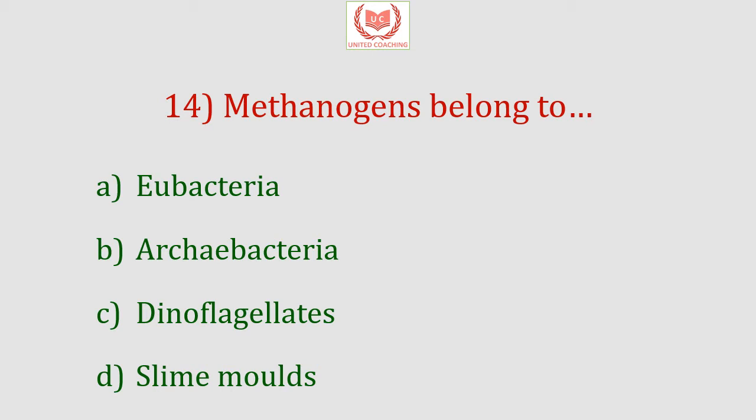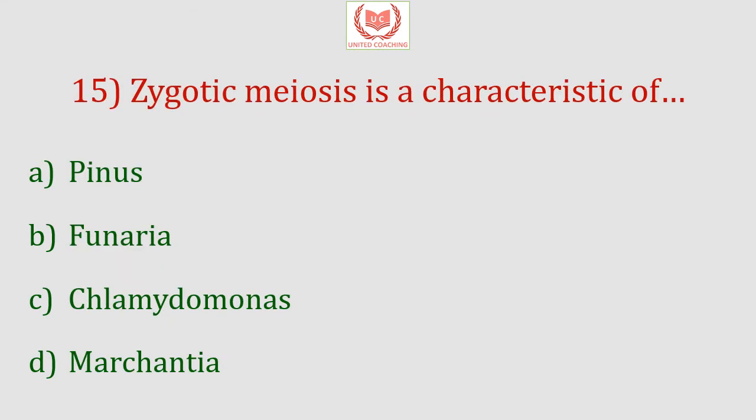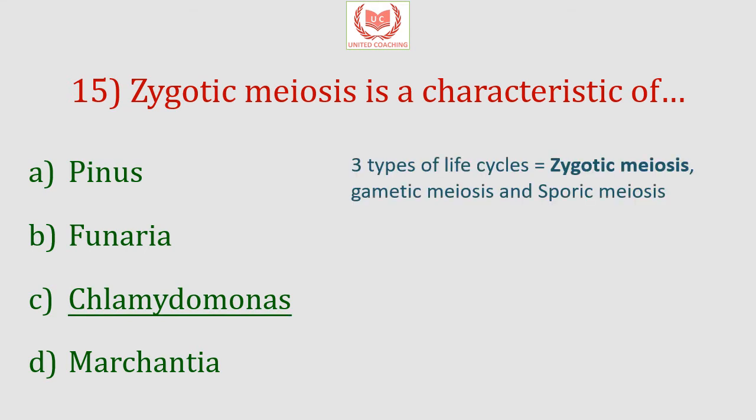So answer is Archaebacteria. Our next question is, zygotic meiosis is a characteristic of, is it Pinus, Funaria, Chlamydomonas or Mertensia? So answer is Chlamydomonas. Now there are three types of life cycle, that is zygotic meiosis, gametic meiosis and sporic meiosis. In zygotic meiosis, the zygote undergoes meiosis, so the only cell that is diploid is a zygote. All the other cells in the organism are haploid.